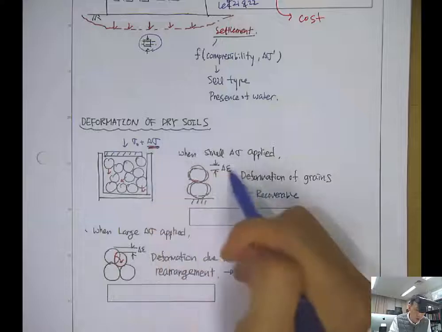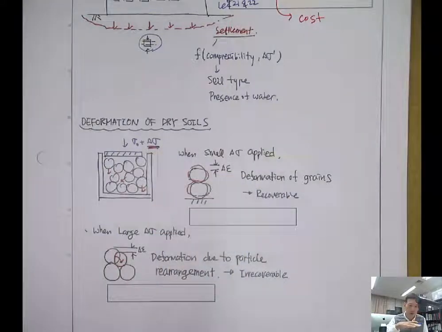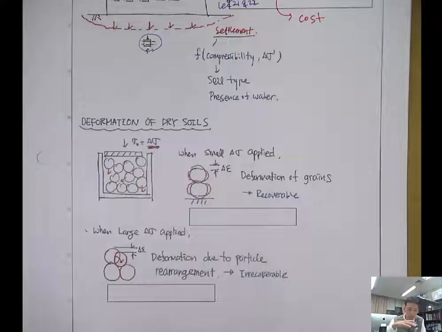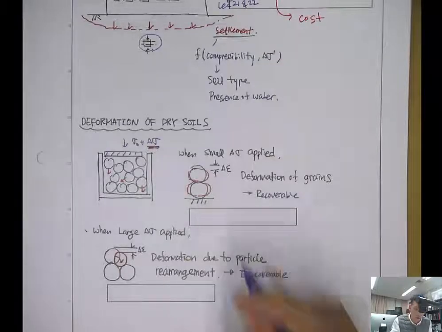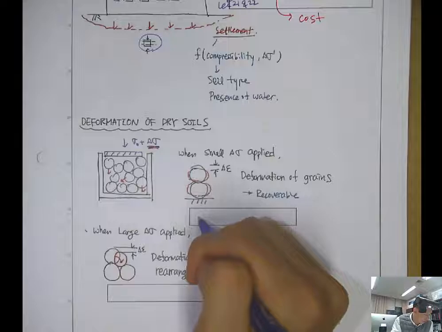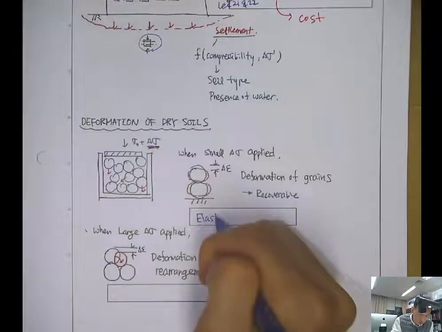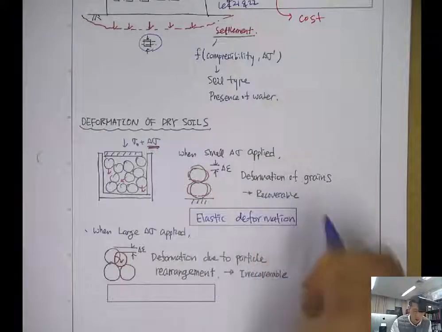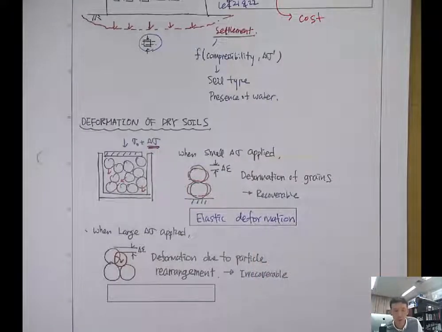Then when this delta sigma is small enough, this load will cause only the elastic deformation. So that the deformation of the grain, at the grain contact, it's gonna deform like this. And when you remove this delta sigma, then it will come back to the original height. So this is called the elastic deformation, which is recoverable when you unload it.